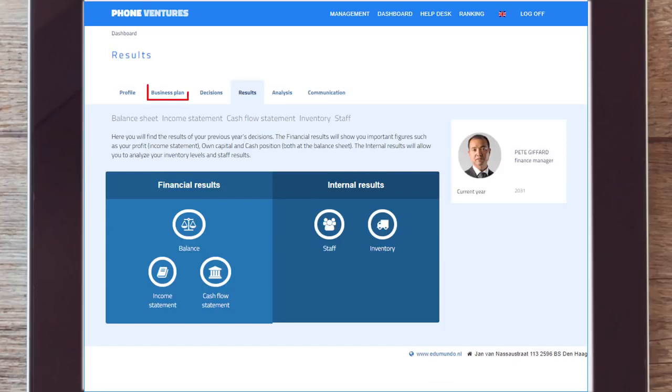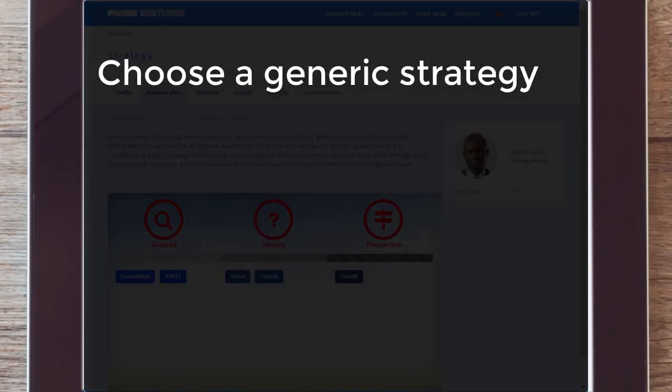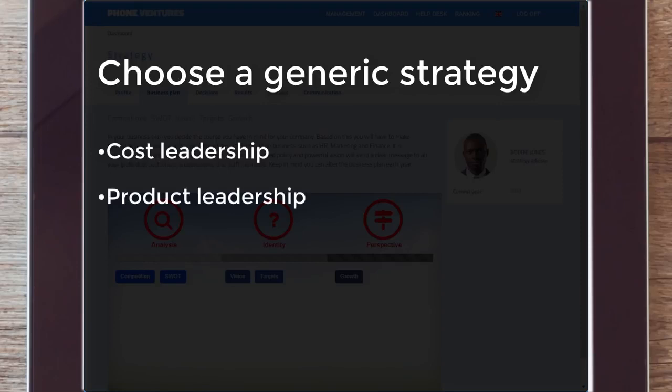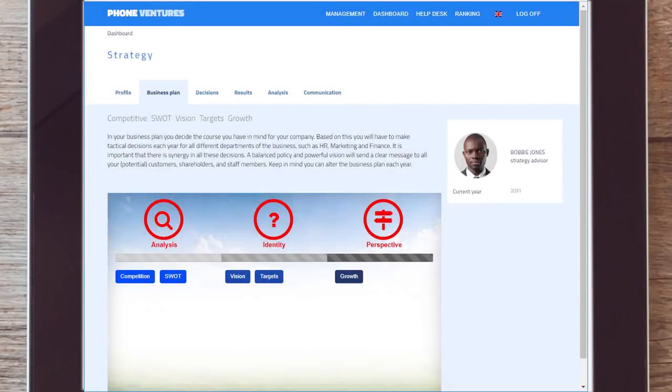Next, you have to determine your business plan. First, choose a generic competitive strategy that will act as a guideline for all your future operational decisions. Will you pursue cost leadership, product leadership, customer intimacy, or a mix of all of them? Anticipate the strategies your competitors will choose though. An overcrowded market segment will limit profitability.